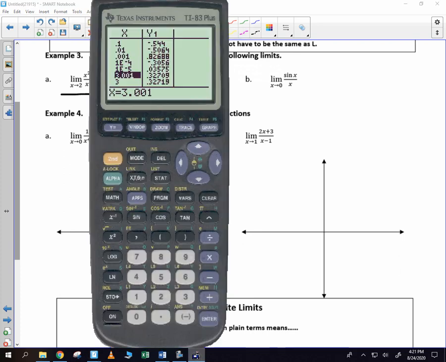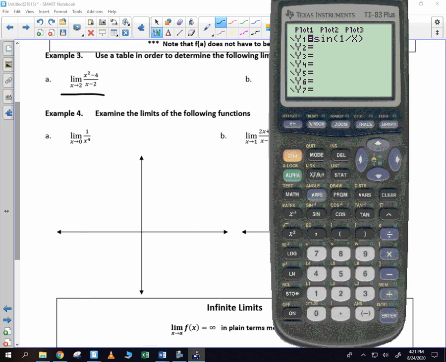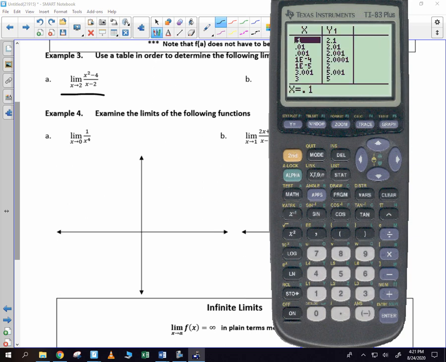Instead of looking at a graph, let's use our table. We're going to go to y equals x squared minus 4 divided by parentheses x minus 2. Table, and it says to approach 2. So I'm going to approach it from the left. I'm going to type in values like 1.5, 1.9, 1.99, 1.999, and we would say that it looks like it's approaching 4.